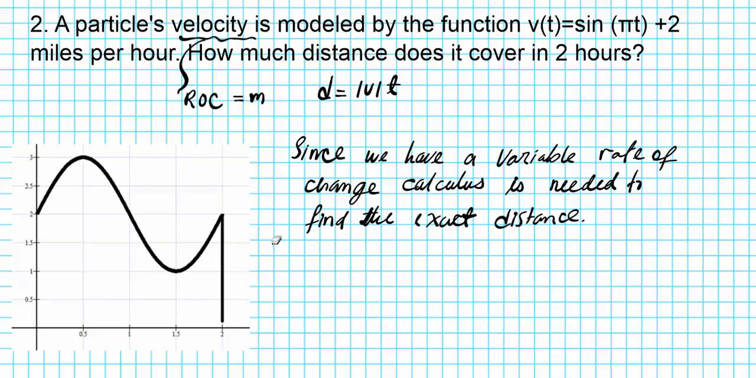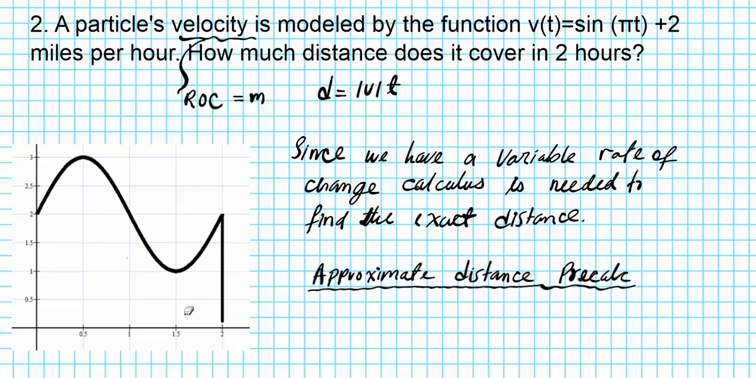Okay, now let's see. We are asked to find the approximate distance, or the approximate result, when pre-calc cannot give the exact answer, when only calculus gives you the exact answer. So let's go ahead and look for the approximate distance using pre-calc. How do we find the approximate area underneath the curve?